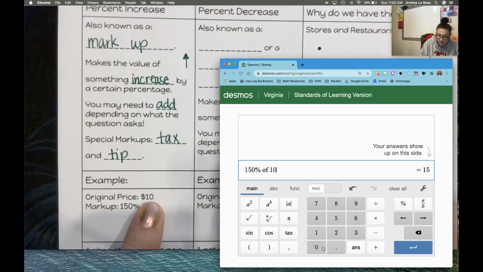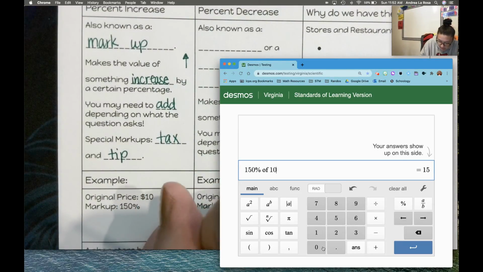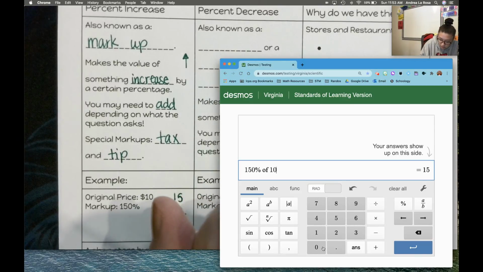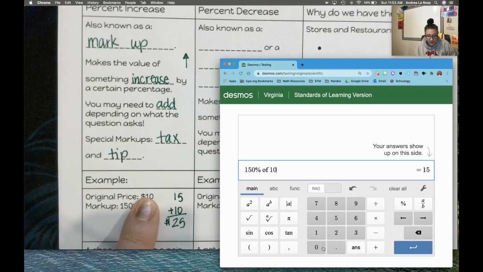I would then take that $15 and add my $10 to it, which would tell me that the total cost is going to be $25 for that item after the markup. That's one way if you want to do it the calculator way. Or you can figure out what 150% of 10 is.